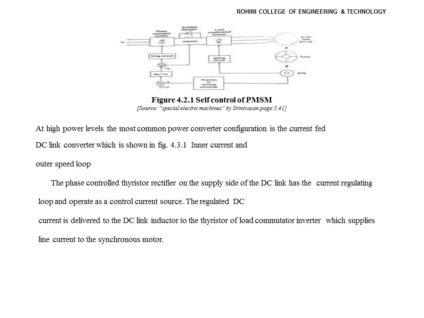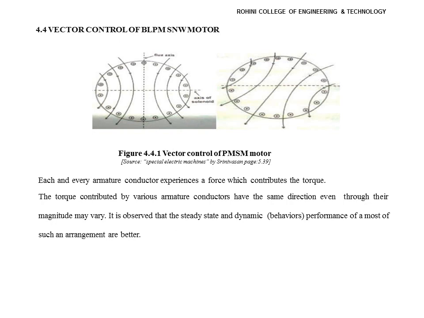In the inner current and outer speed loop, the phase controlled thyristor converter on the supply side of the DC link has a current regulating loop and operating control source. The inverter gating signals are under the control of a shaft position sensor, giving a commutatorless DC motor with armature current control method. The thyristors of this inverter utilize load commutation because of the generated EMF appearing at the armature. It ensures the over excitation of the synchronous motor.